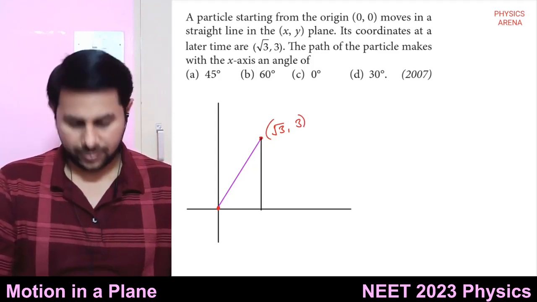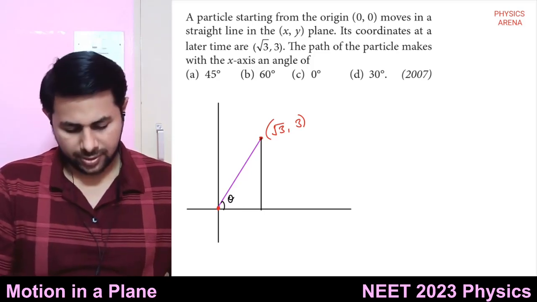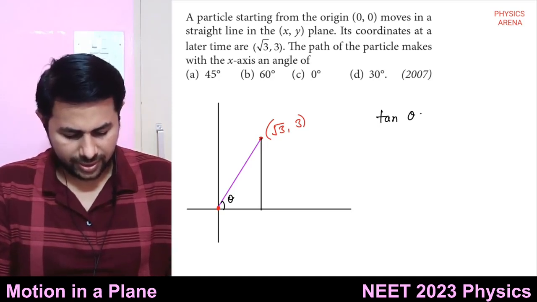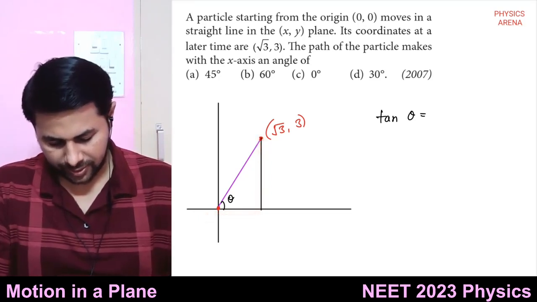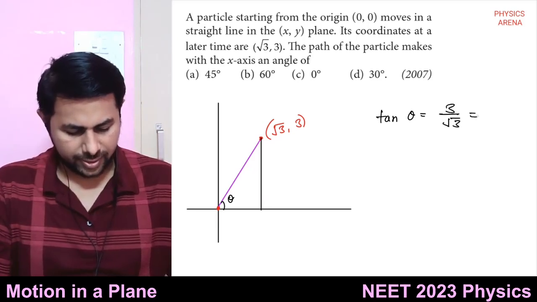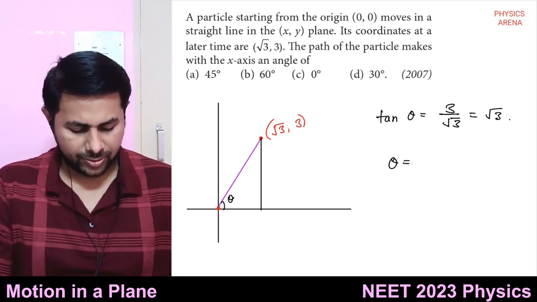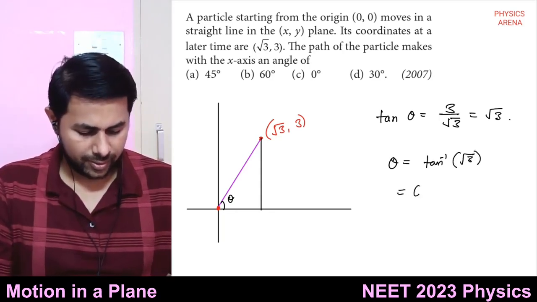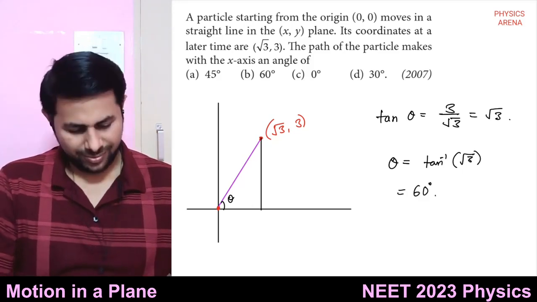So tan theta. Tan theta equals this distance divided by this distance. So it is 3 divided by root 3, so it will be root 3. So theta should be tan inverse of root 3, that is 60 degrees. Good. Okay, good. Next question.